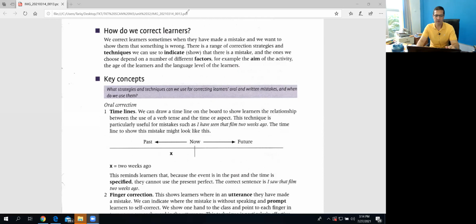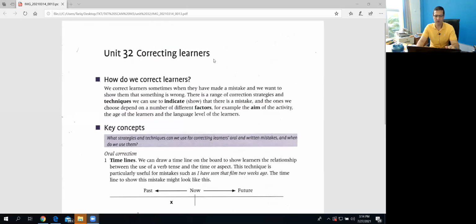All right, so today's topic is unit number 32, correcting learners. And let's take a start from here.